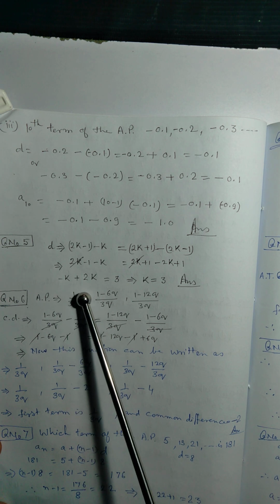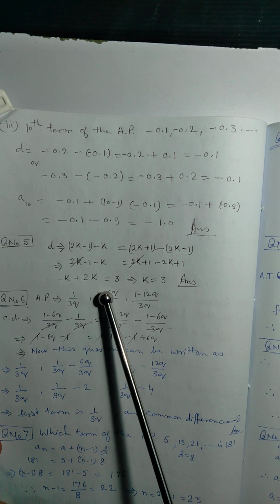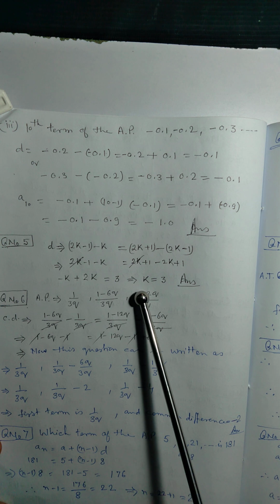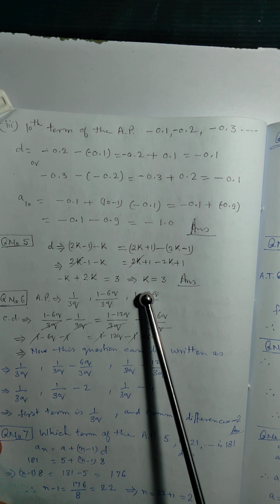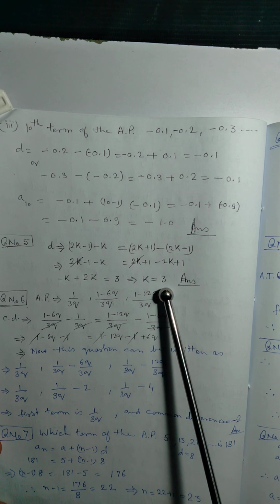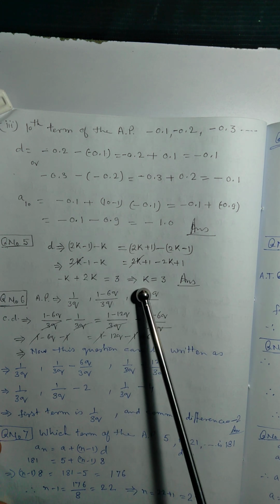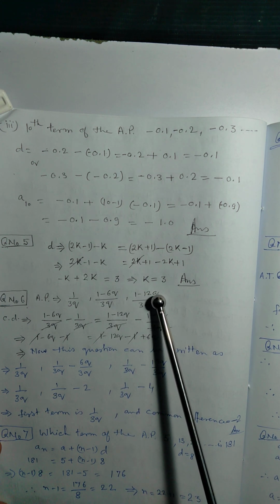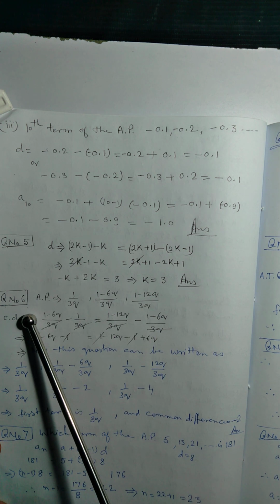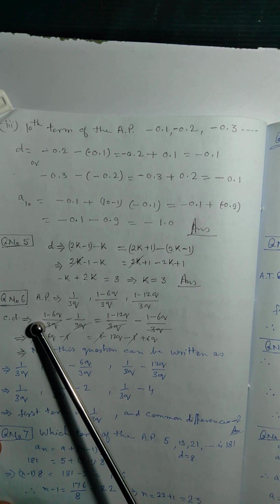Here, minus k plus 2k equals 3, and k is equal to 3. This will be your answer to question number 5, meaning the value of k will be 3. Now proceed to question number 6.